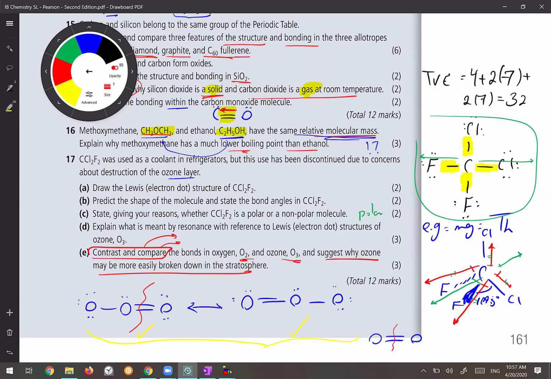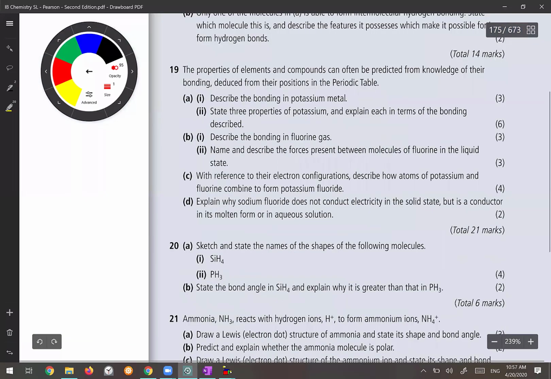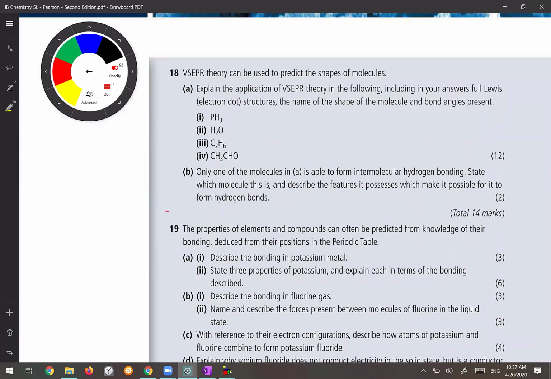Okay. So any question about this one? No. So I think it's clear. Okay, so let's move on. Oh, we have a lot of questions here. Okay, so let's answer question 18 and then we leave the rest of the questions for the next session.